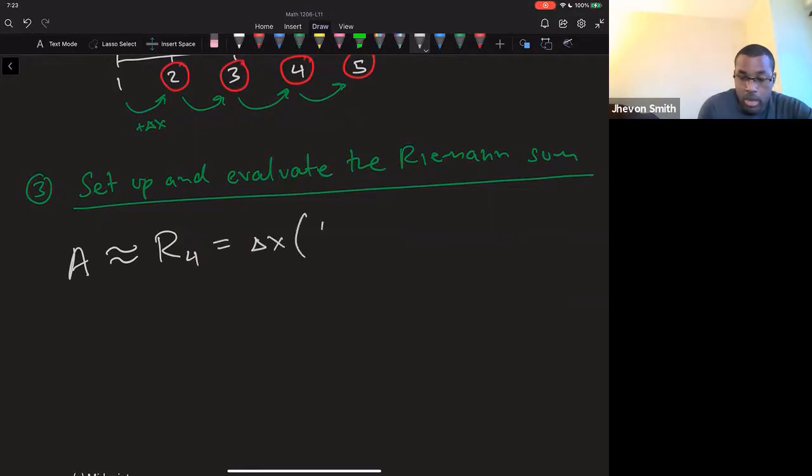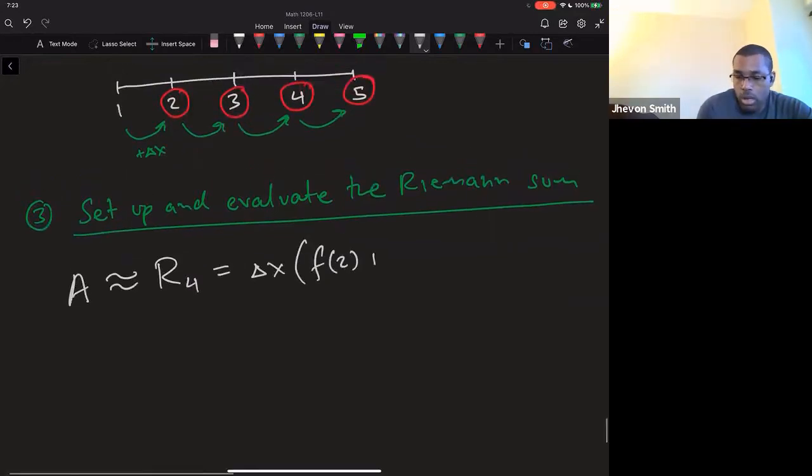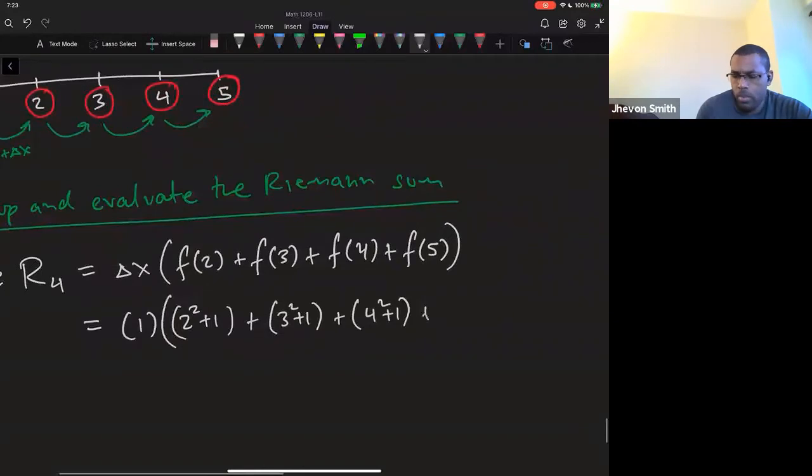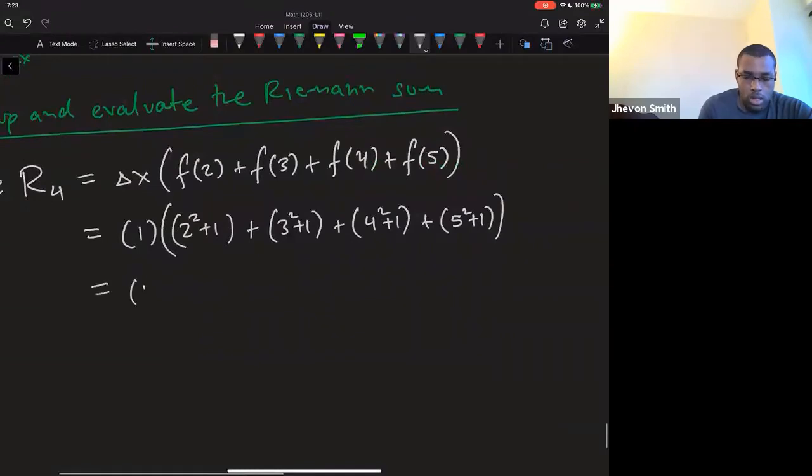which is going to be my delta x times f of 2, f of 3, f of 4, f of 5. So my delta x was 1. My f of 2 is 2 squared plus 1. My f of 3 is 3 squared plus 1. My f of 4 is 4 squared plus 1. My f of 5 is 5 squared plus 1. So that is going to be 5 plus 10 plus 17 plus 26.